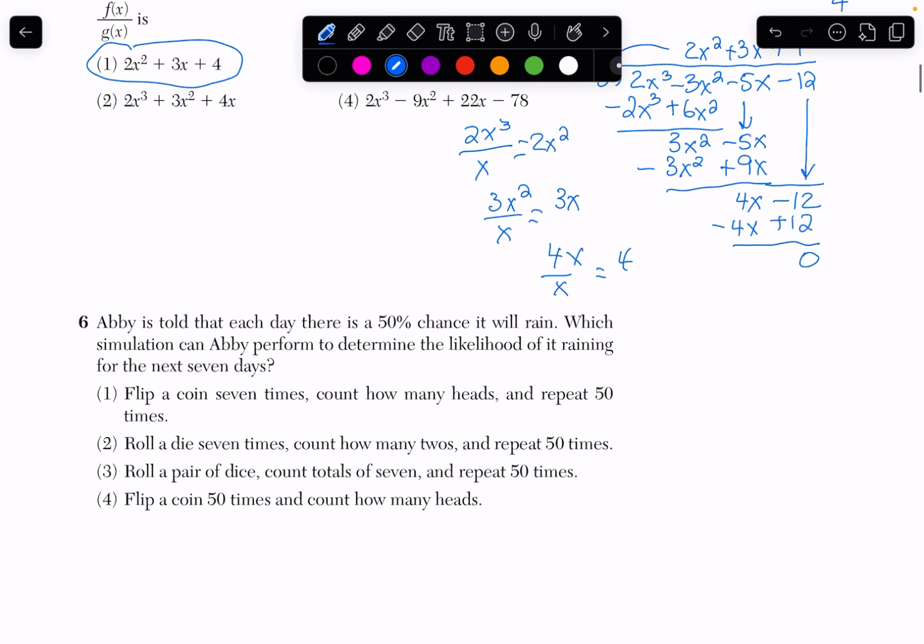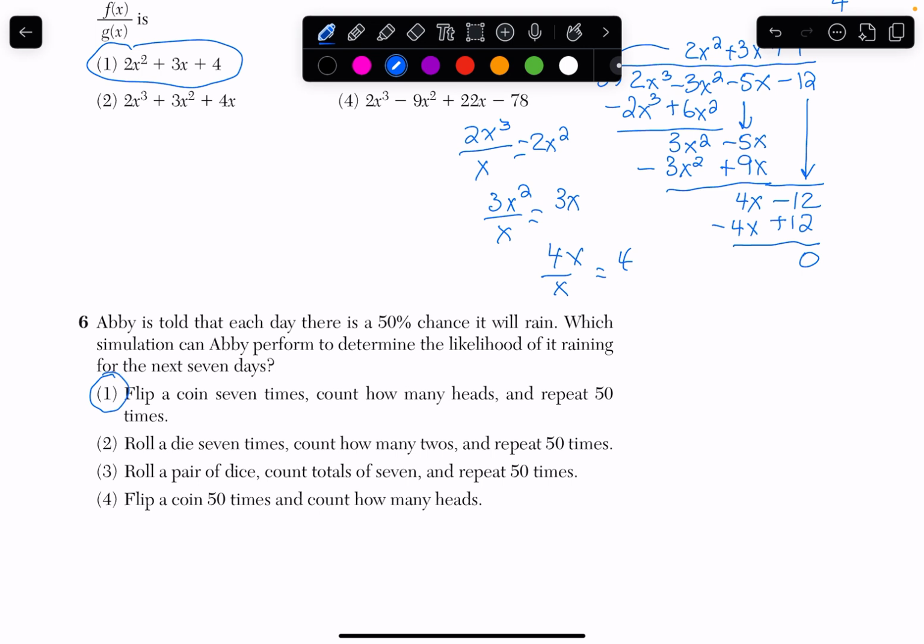Abby says there's a 50% chance it will rain. Which simulation can she perform for the likelihood of it raining? Since we have 2 outcomes, 50% it'll rain, 50% it won't rain, the best thing to do is to flip a coin 7 times and repeat it 50 times, and count how many heads or tails.